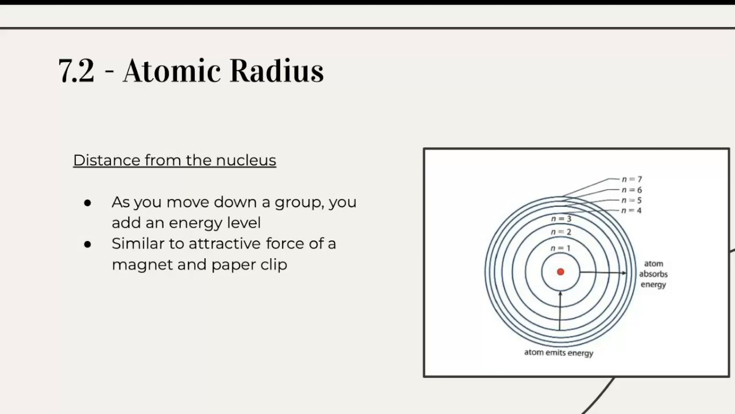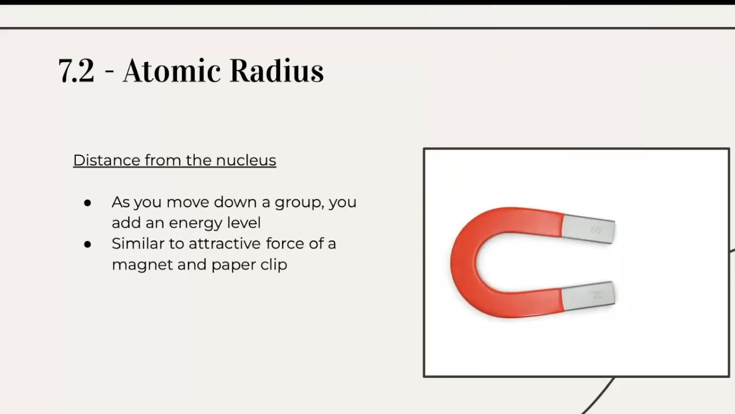You can almost picture it as if paper clips are getting farther and farther away from a magnet. As the magnet becomes closer to that paper clip, there's going to be greater attractive force. But as that magnet moves farther and farther away, there's going to be less attractive force, and the paper clip will be less tightly held.